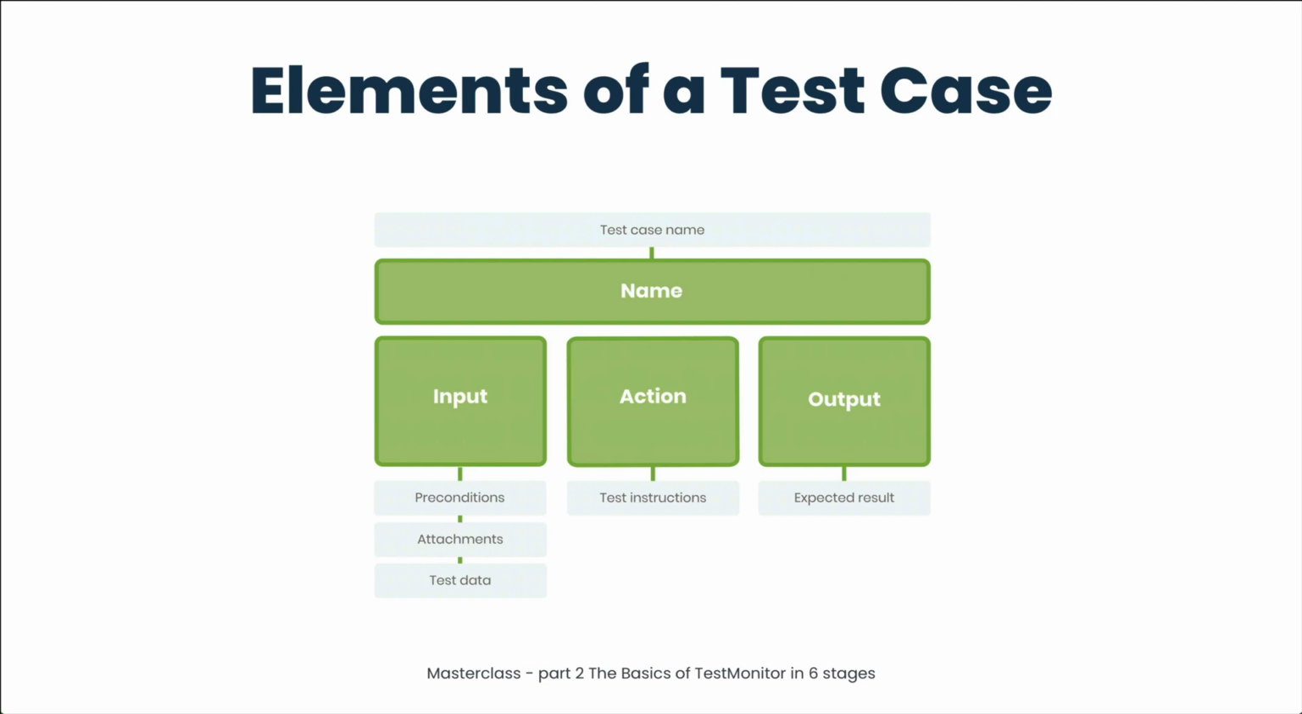Third, there's the action section. Here, you define the test instructions or test steps. The test instructions tell step by step what the tester should do in order to test the actual process. And the fourth section describes the output, the expected result of the test case. It's up to the tester to compare this with the actual result, and when it differs, it should be registered as a failed result in TestMonitor.